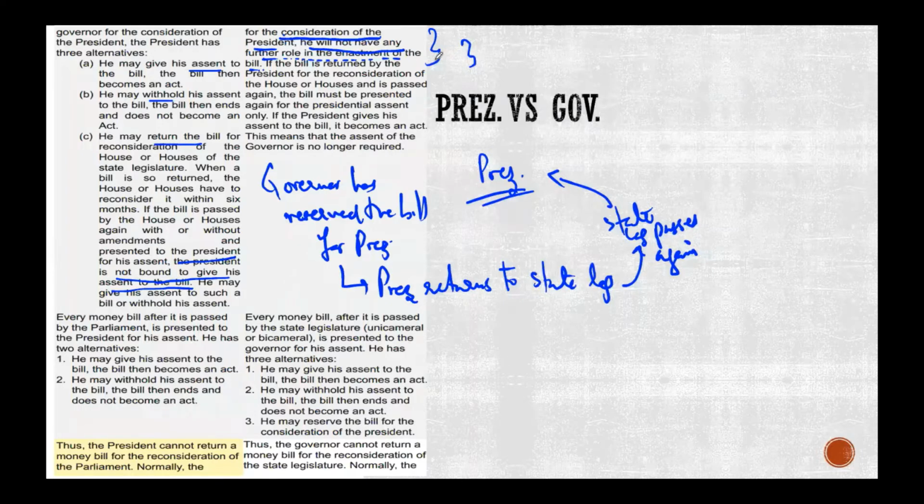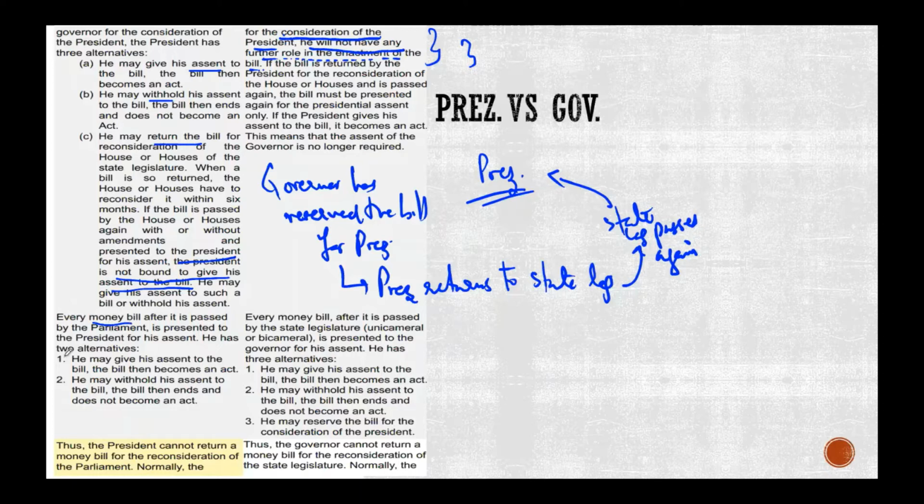Money bills are those bills that can only be passed or introduced in the Lok Sabha. It deals with your taxation related activities. It deals with items that are mentioned in Article 110 of the Indian Constitution. Financial matters like taxation, public expenditure, those sort of elements. That is your money bill. So having mentioned what a money bill is, now let's take a look at the roles of the president and the governor when it comes to a money bill.